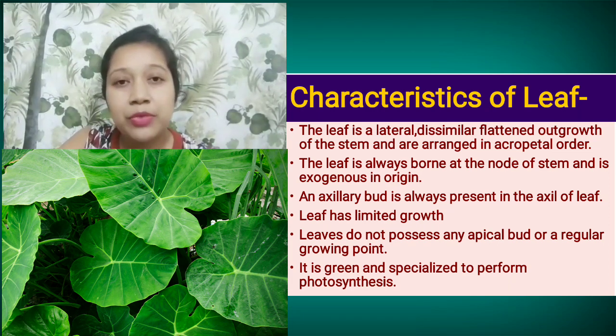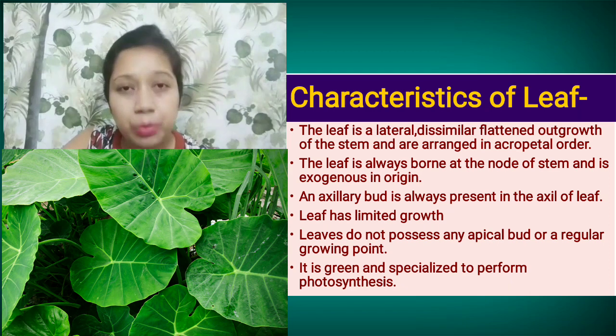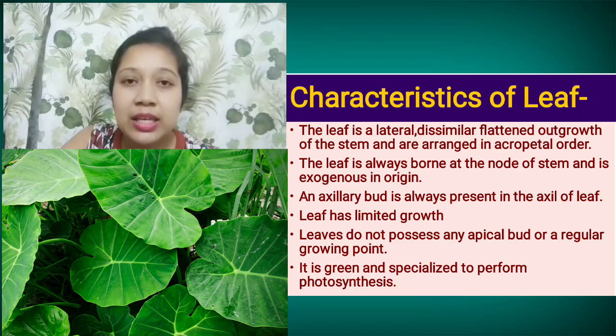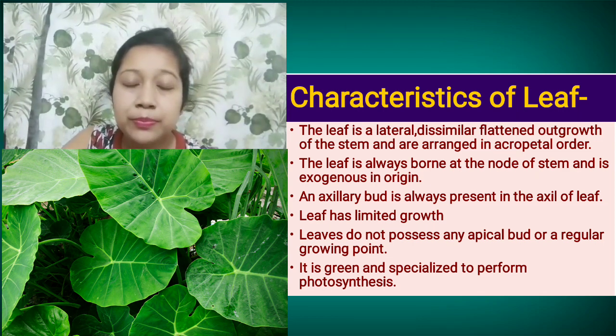So what are the points that we have discussed till now? These are about the physical appearance, then the origin, the position, and the color of the leaf. Leaves are one of the most important parts of the shoot system, and therefore they are also called the kitchen of the plant body.